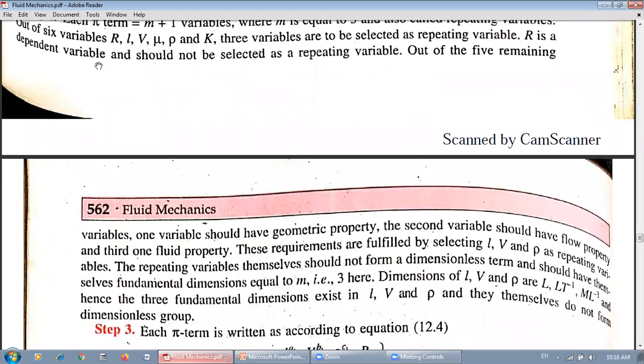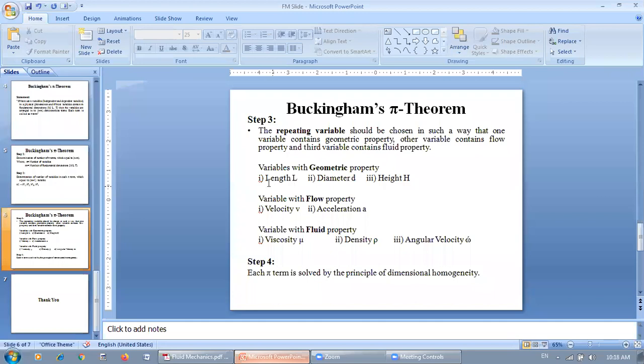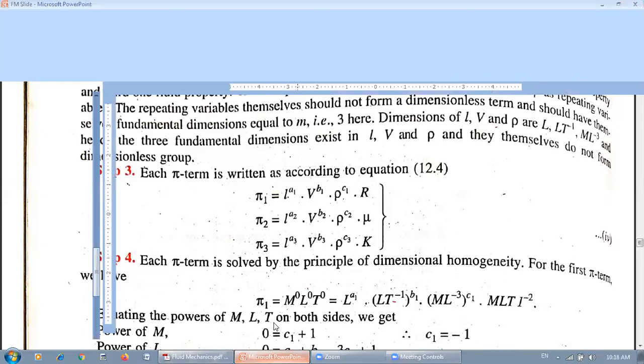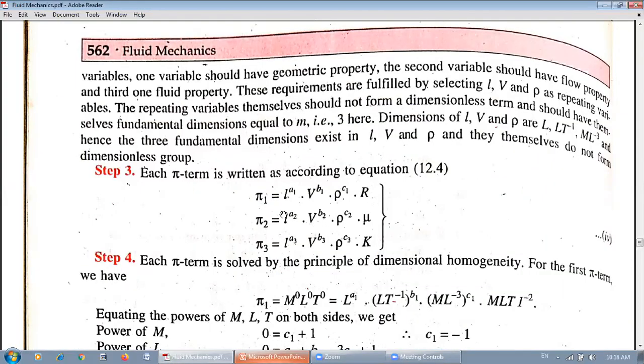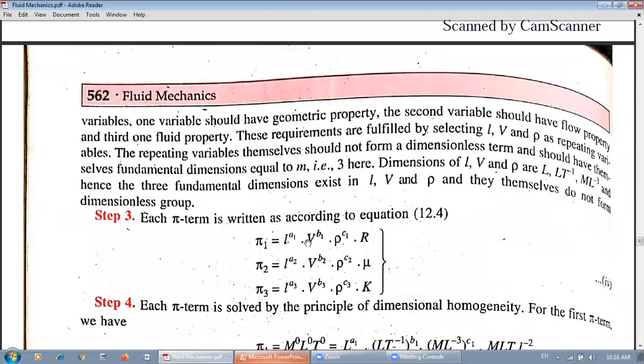Now out of these 5, that is L, V, mu, rho, K, they have selected L as a geometric property. We can select length, diameter and height. Out of these three, we have length over here. So the first repeating variable is the geometric property, and they have selected L. The second one is velocity and acceleration. So we have the velocity V. In these five there is velocity, there is no acceleration. So velocity we can take as a repeating variable.